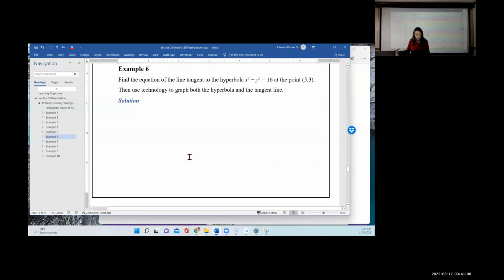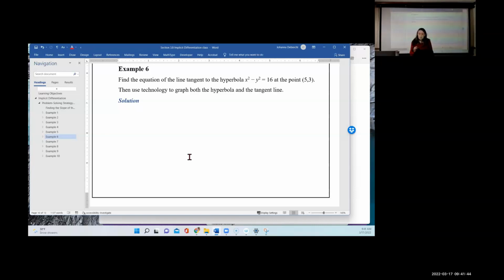Let's take a look at example 6 really quickly, and then we'll move on to the next one. In example 6, we're finding the equation of the line tangent to the hyperbola x² minus y² equals 16 at the point 5, 3. Then we use technology to graph both the hyperbola and the tangent line. So same basic thing. Now we could solve this one explicitly for y, but if we do, we're going to end up with a plus or minus a square root, which makes it kind of, well, just not very much fun. And then we'll have to decide whether it's the plus or the minus, because it can't be both. It can only be one.